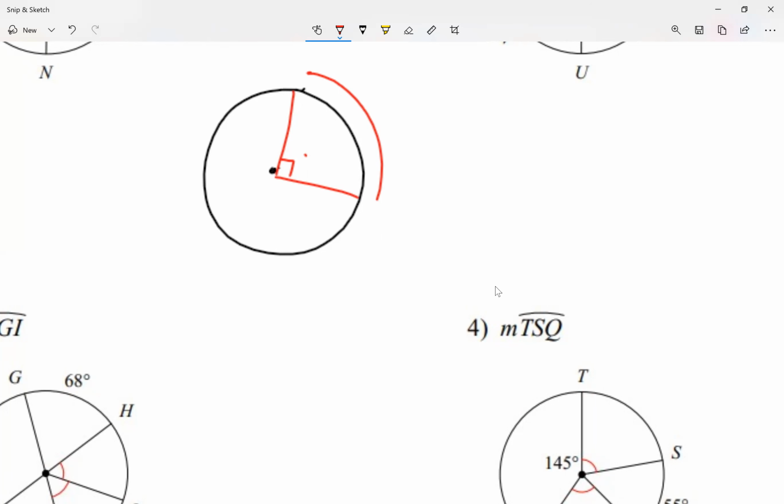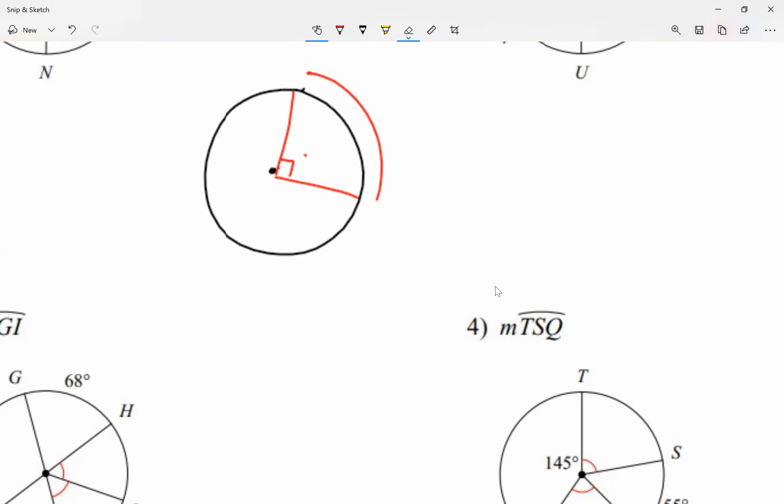Now I know the whole circle is 360. So 1/4 of that, right? I could go 360 divided by 4. 360 divided by 4 is also 90. So the angle in the center is 90. The arc is 90. It happens to be the same number.